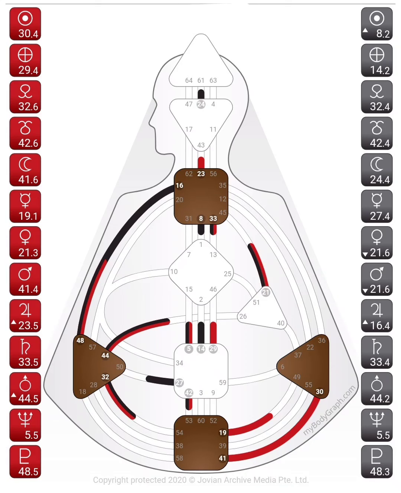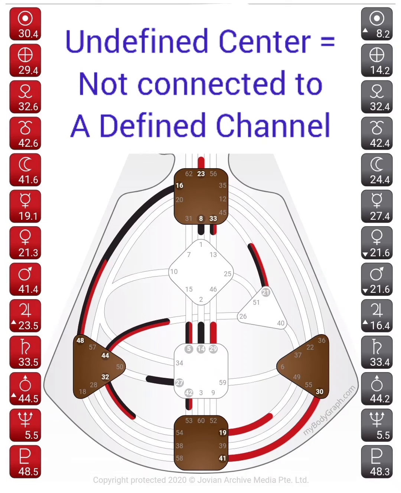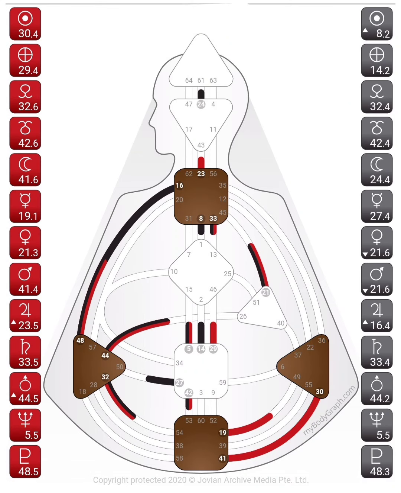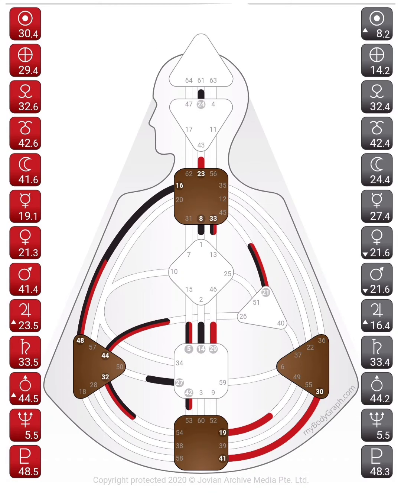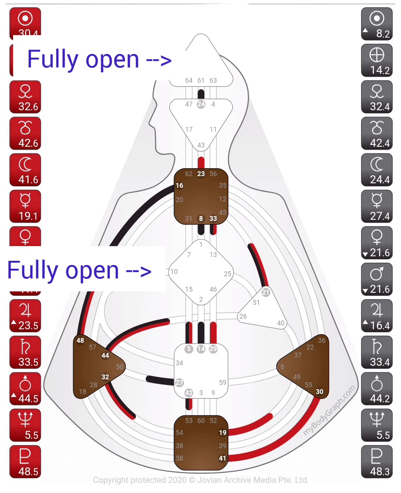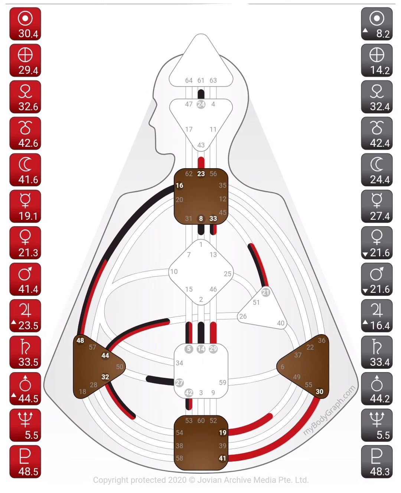So to recap, an undefined center is not connected to a defined channel. An open center is an undefined center that has no activated gates within it. None of the numbers are highlighted. There are no colored in areas coming off of the numbers in a fully open center.